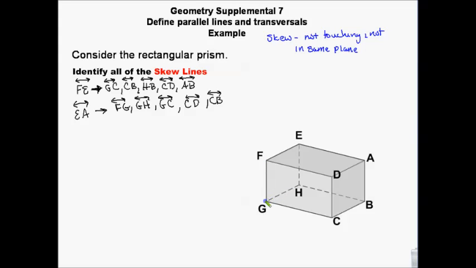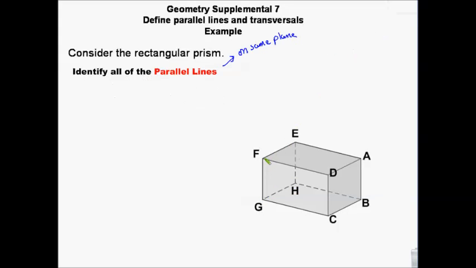Let's do GH. Why don't you guys try to see if you can name the skew lines, and then I'll put up the answer and we can compare. Lines we have, again, we'll start with FE. Remember the planes that FE are connected to is the top of the box here and the back of the box here. Parallel lines have to be on the same plane and they don't intersect.